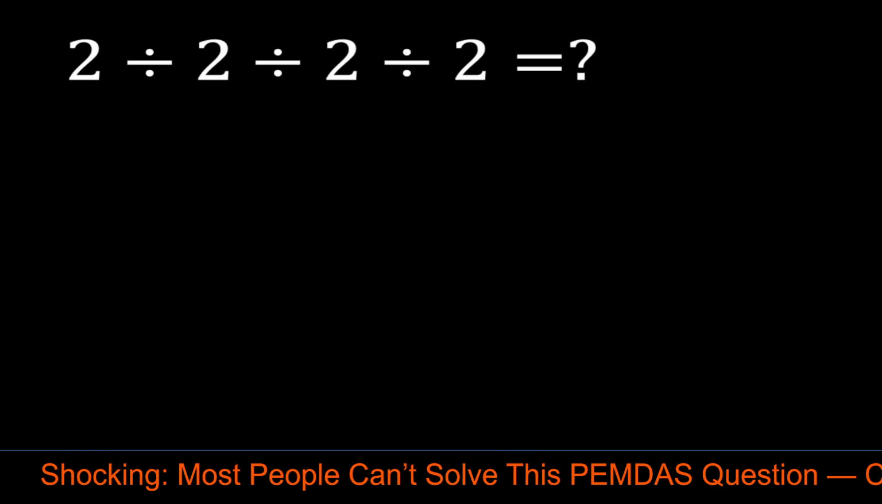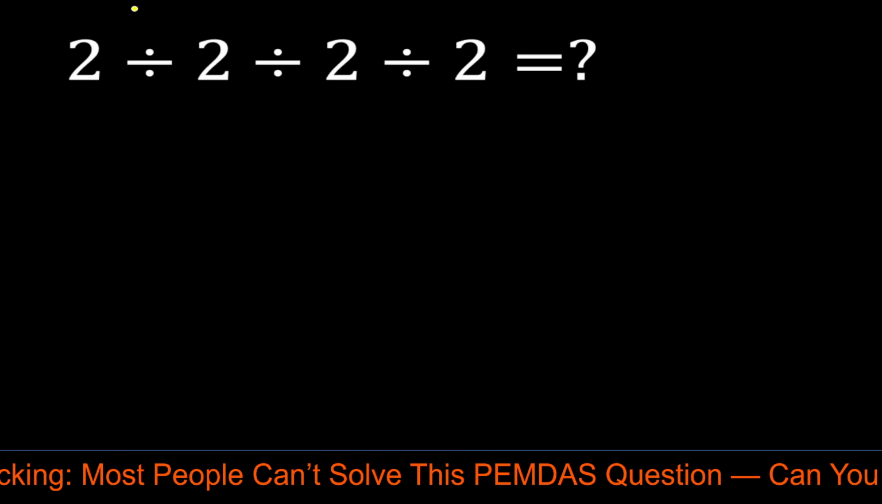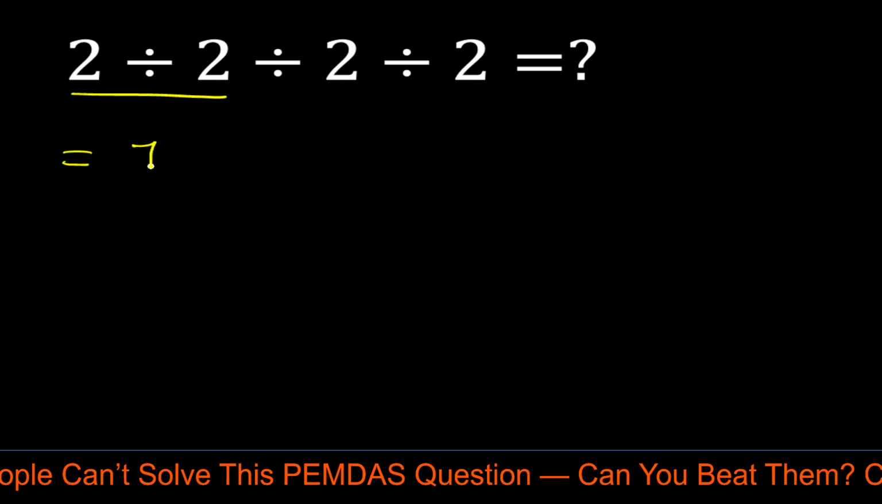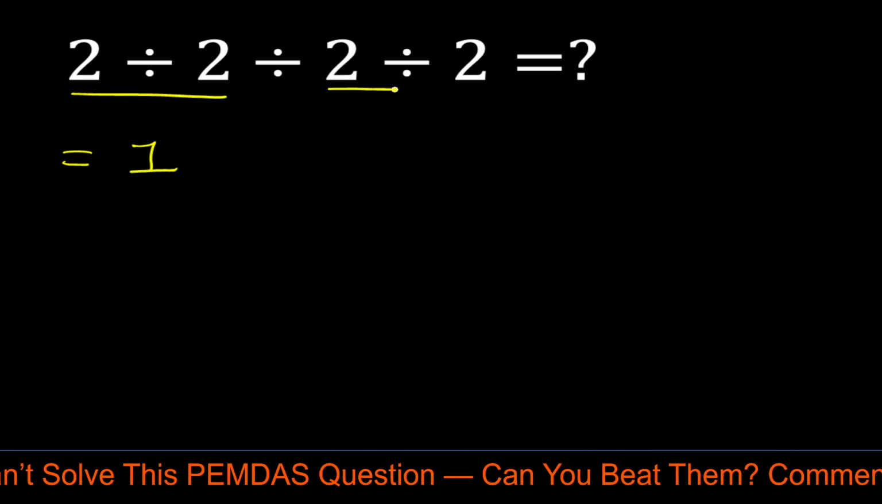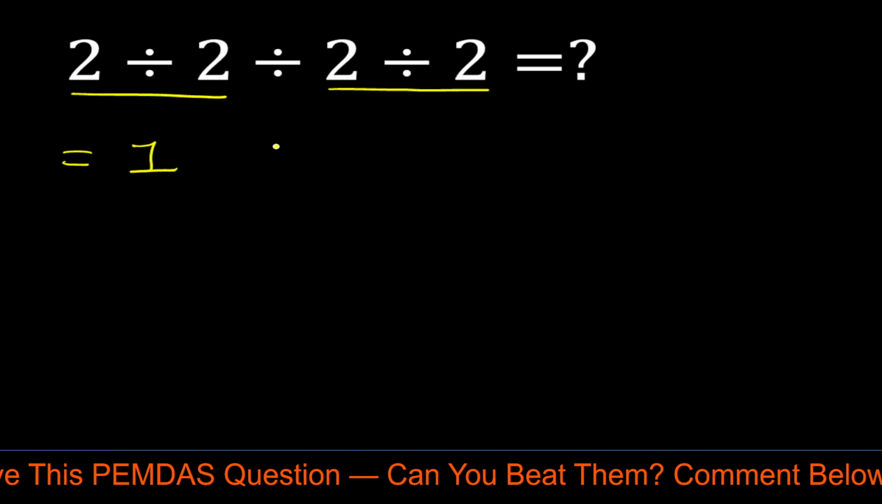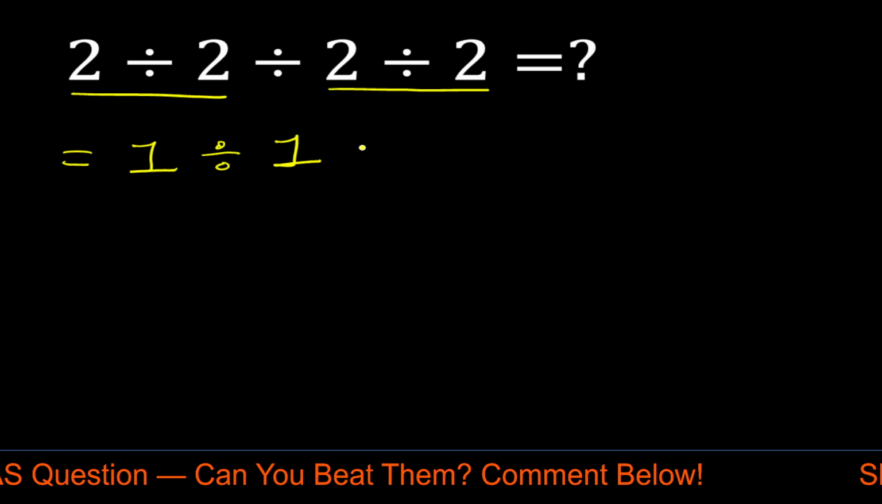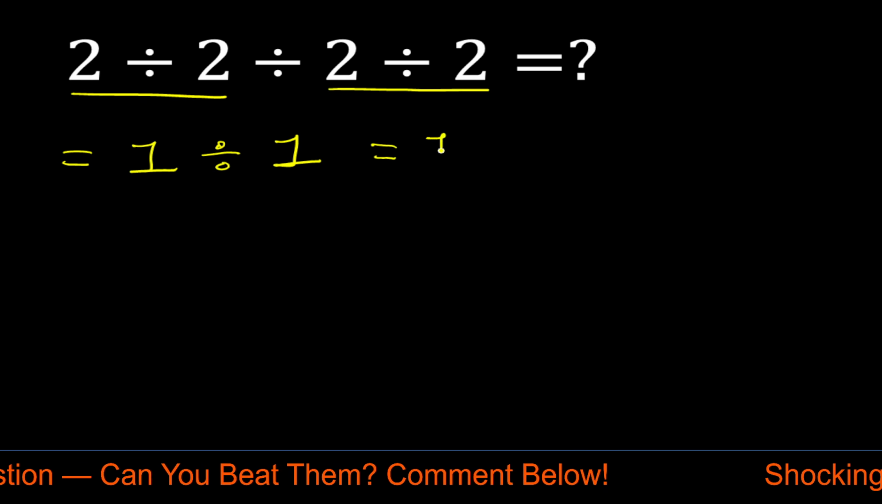So most people solve this question like 2 divided by 2. So 2 divided by 2 is equal to 1, right? Then again 2 divided by 2. So 2 divided by 2 is equal to also 1. Now 1 divided by 1. So 1 divided by 1 is equal to 1, right?